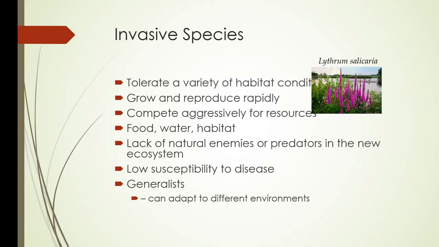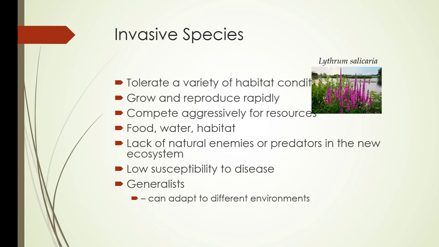So invasive species tolerate a variety of habitat conditions. They grow and reproduce rapidly. They compete aggressively for resources. Resources include food, water, and habitat. They lack natural enemies or predators in their new ecosystem. They have a low susceptibility to disease, and generalists can adapt to different conditions.